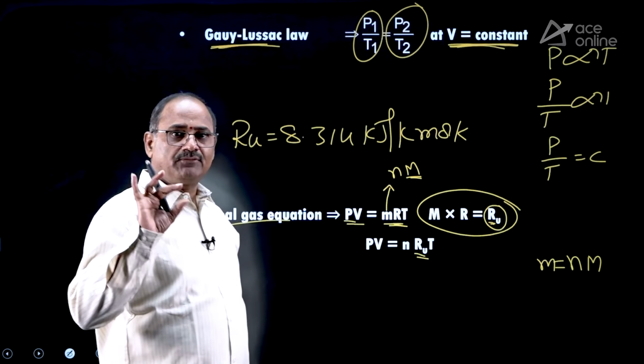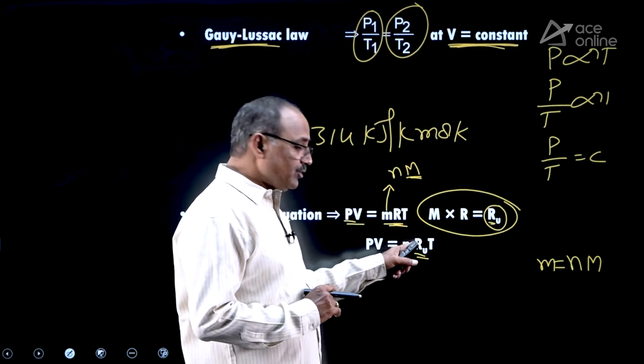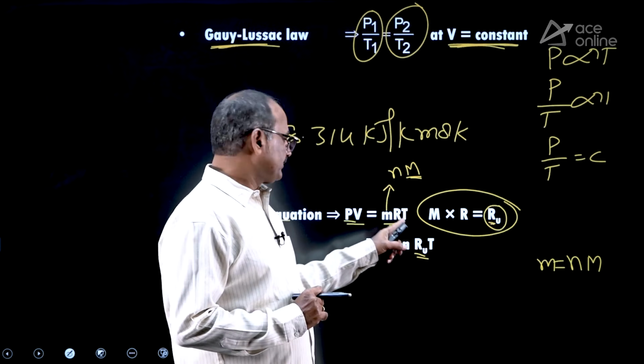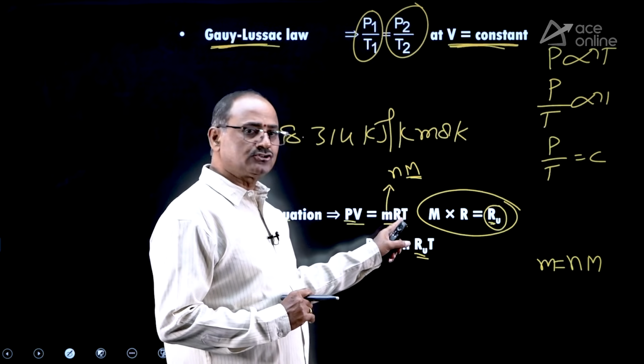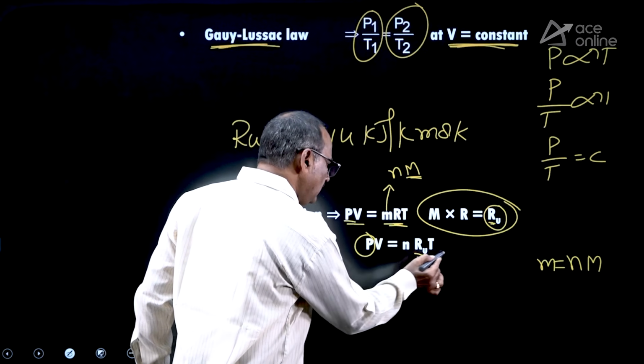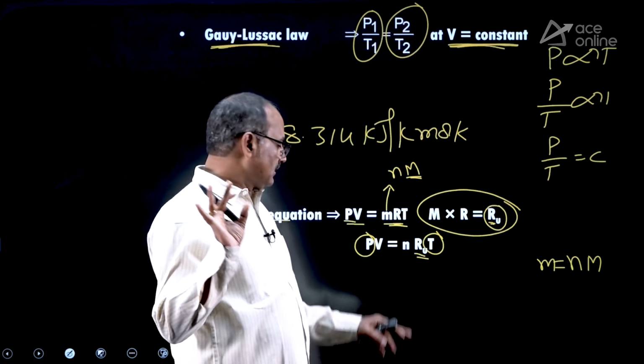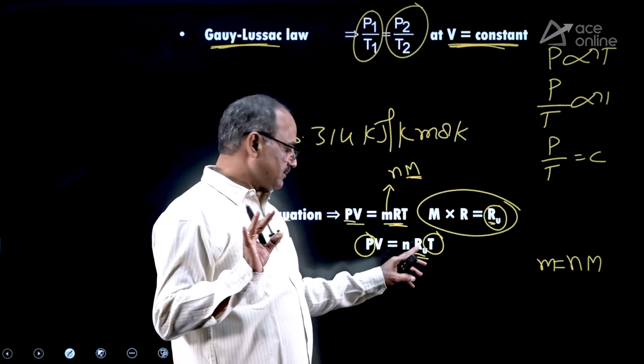You should be very careful while selecting the right option. In terms of number of moles, it should be the universal gas constant. In terms of mass of the gas, it should be the characteristic gas constant. And remember, here P and T should be absolute. You should not substitute the gauge pressure. The pressure should be absolute pressure.